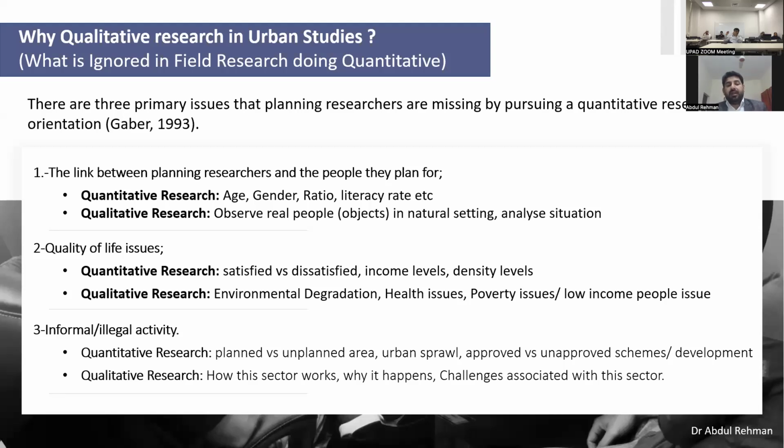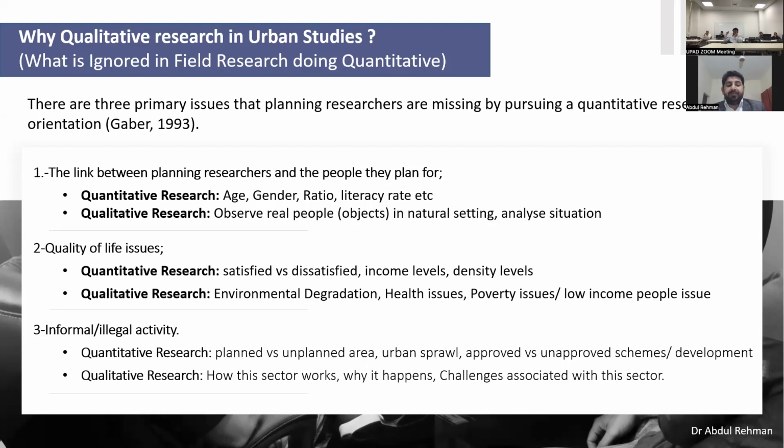Quality of life issues. For example, in quantitative research, we deal with how many people are satisfied with this situation, how many are dissatisfied, what are their different income levels, and what is the density level. These types of analysis we use. On the other side, in qualitative research, as an urban designer and urban planner, we deal with the extent of environmental degradation, health issues, low-income people's issues. So these are some descriptive forms. These explanations can't be done through quantitative research.